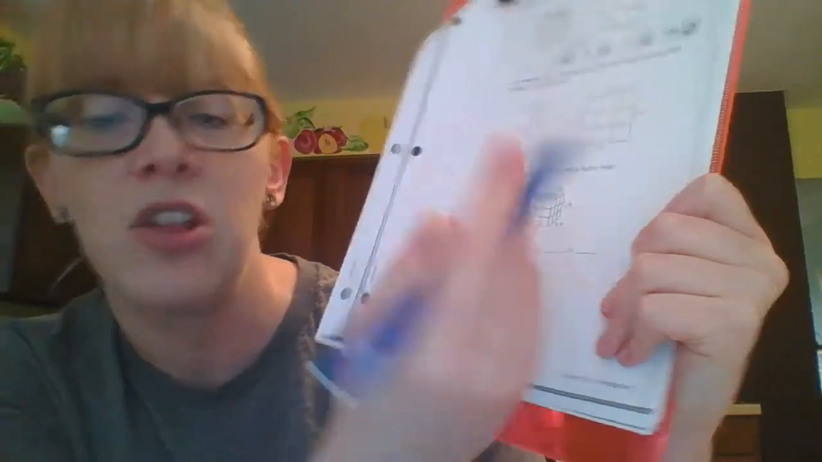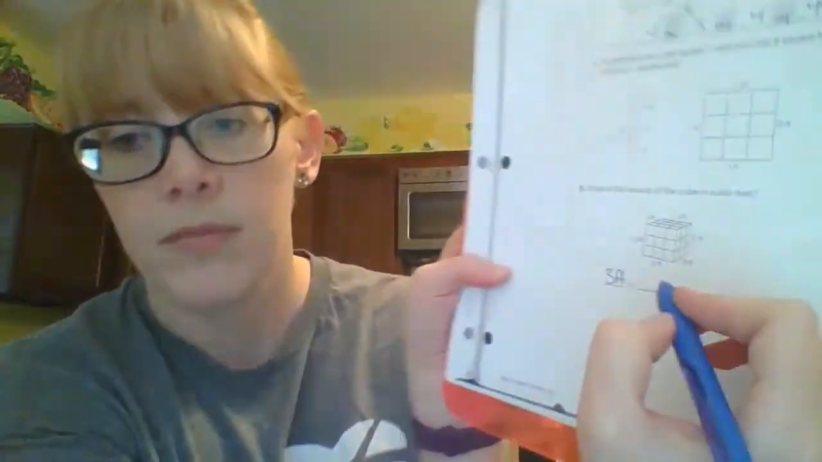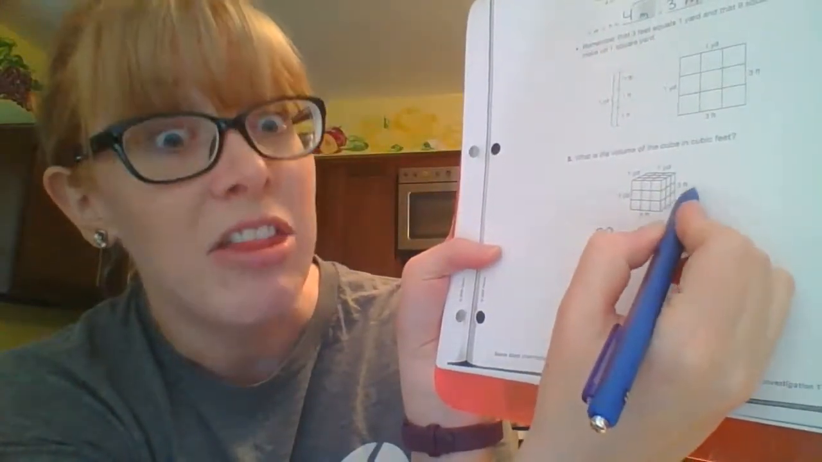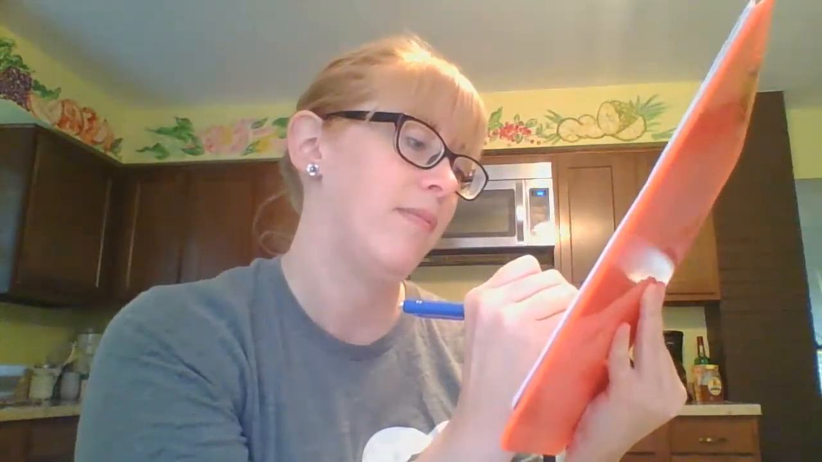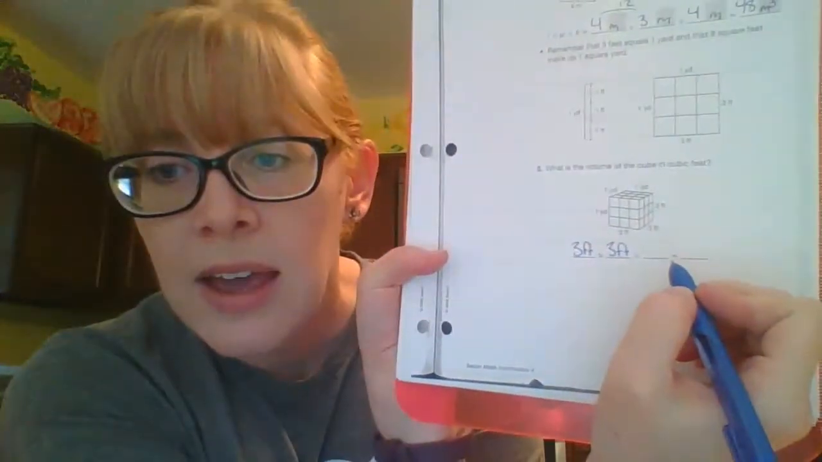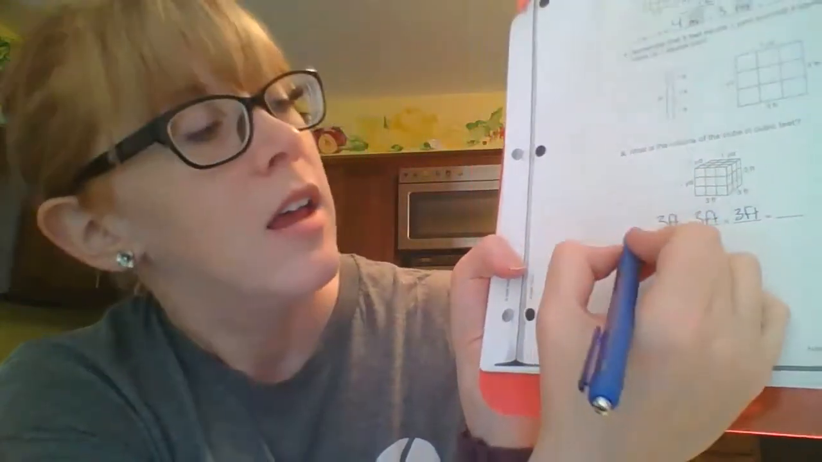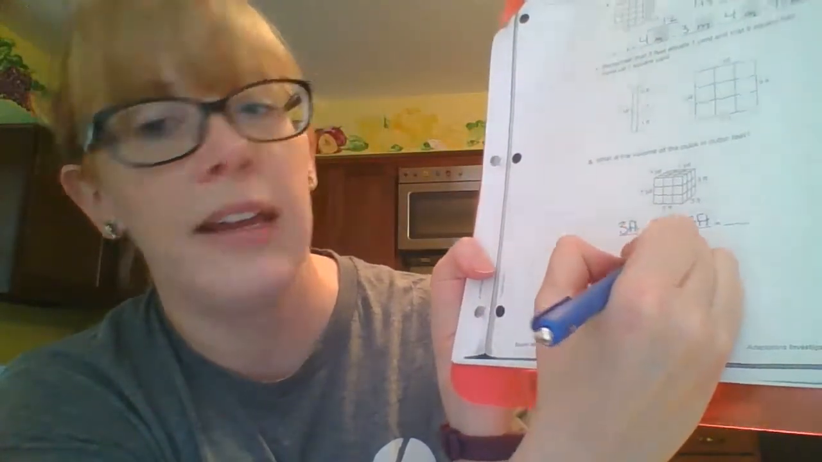So my length is 3 feet. My width is 3 feet. And my height is 3 feet. Three times 3 is 9. 9 times 3 is 27. And I'm going to do feet cubed, but I could also say cubic feet.